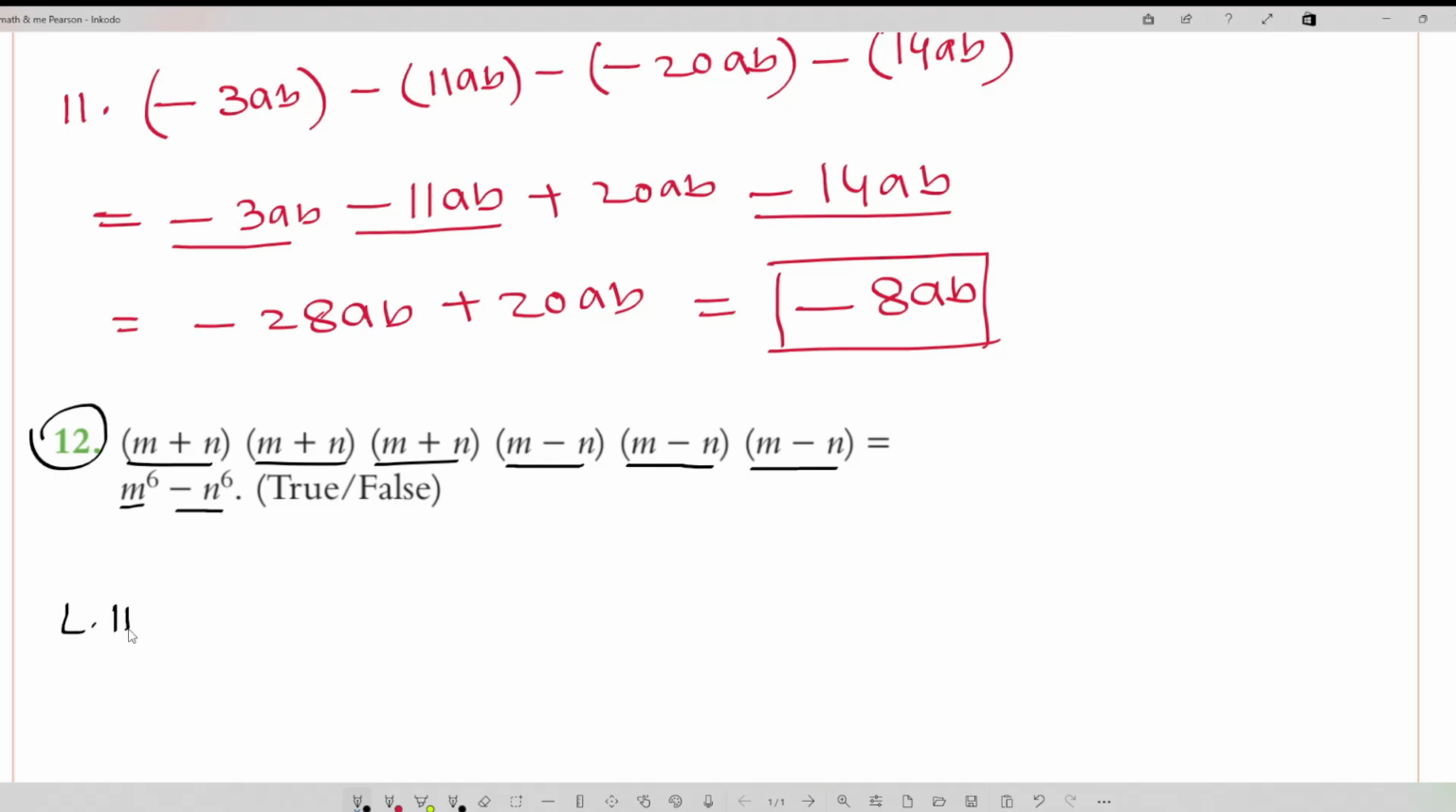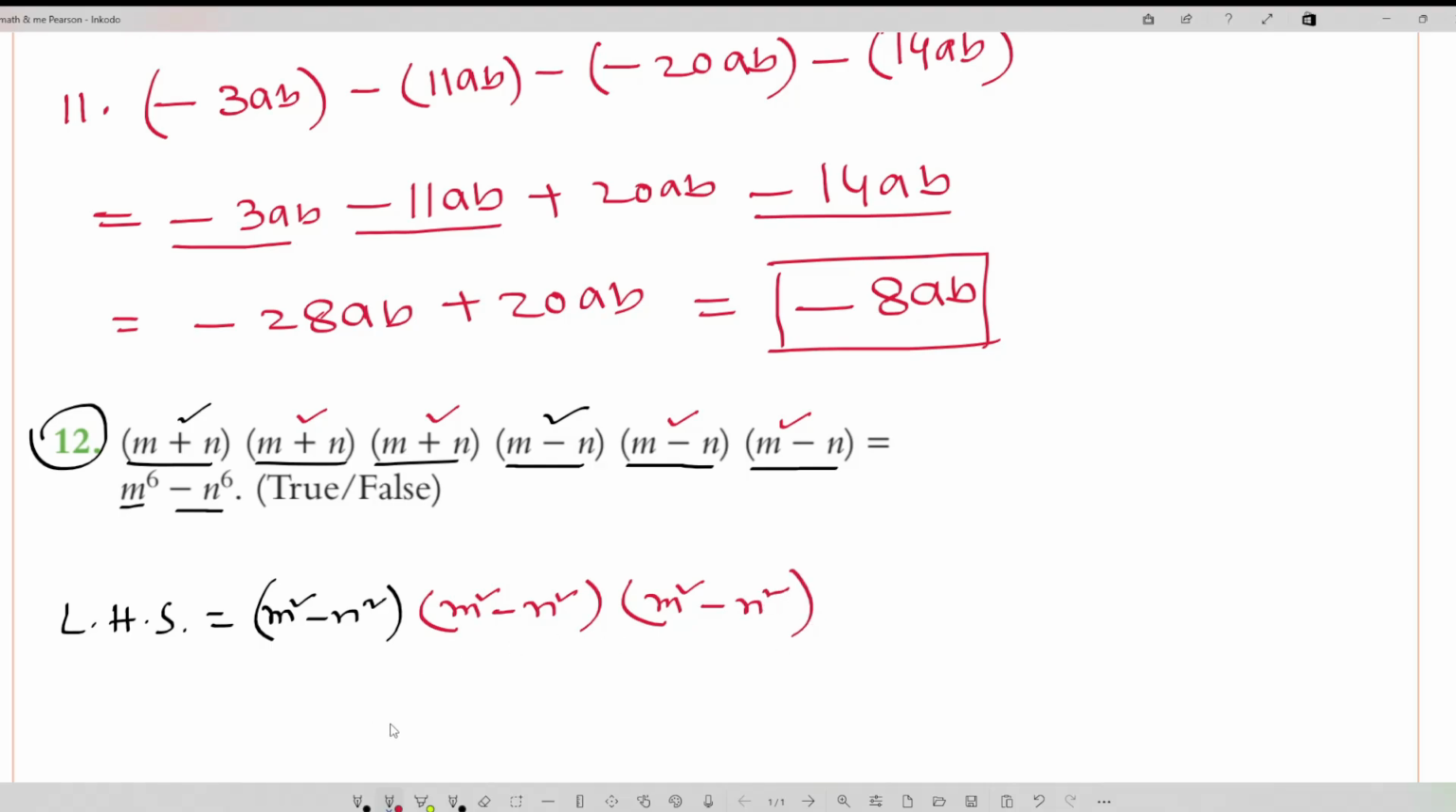So this left hand side, look, here is m plus n and here is m minus n. So this one we can write m square minus n square. Next, here is also m plus n and here is also m minus n. This one also we can write m square minus n square. And finally here is also m plus n and m minus n. We can write m square minus n square.